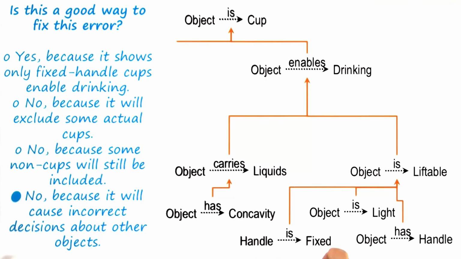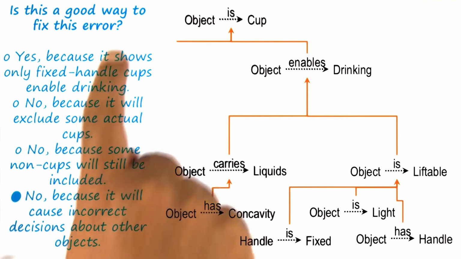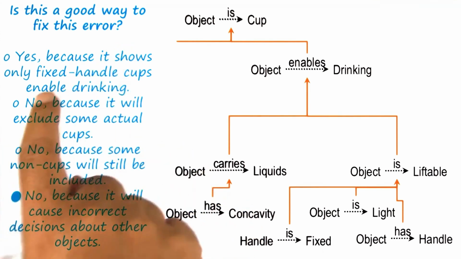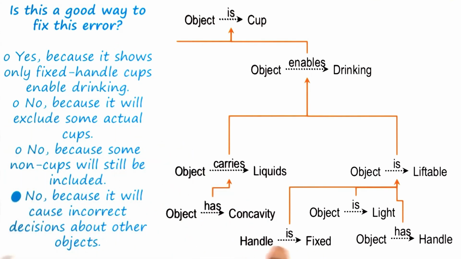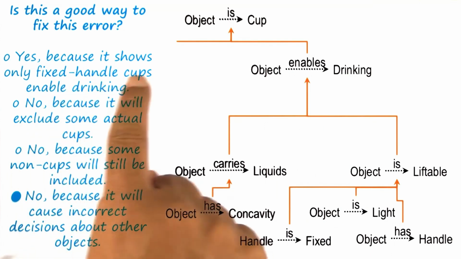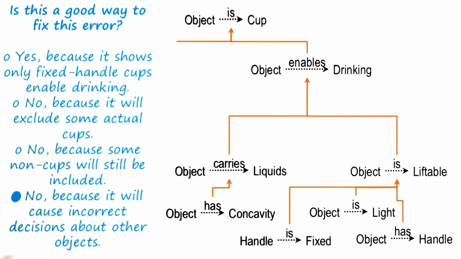David's answer was good, but not necessarily optimal. I think he put handle is fixed at this particular place in the explanation because he wanted to capture the notion that only fixed handle cups enable drinking, and this certainly does that. However, this is not the best way of fixing this particular explanation because it leads to additional decisions.